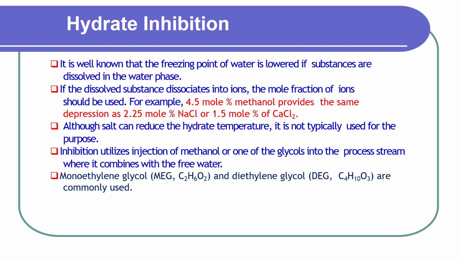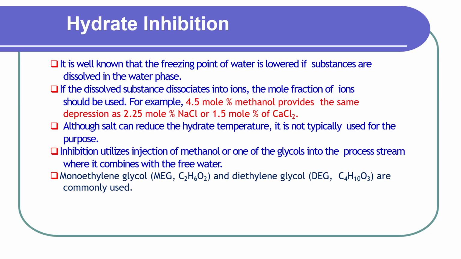Now, a few facts about the mechanism of how thermodynamic inhibition works. It's well known that if you take pure water and try to freeze it, it will freeze at a temperature of, for example, 0 degrees Celsius. But if you take certain chemicals, let's say salt, and dissolve it in the water, you will require a lower temperature to freeze this water. So it's a well-known phenomenon that once you dissolve a certain chemical in water, the freezing point, or the ice formation temperature, will be reduced. This is a similar concept to the thermodynamic inhibitors.